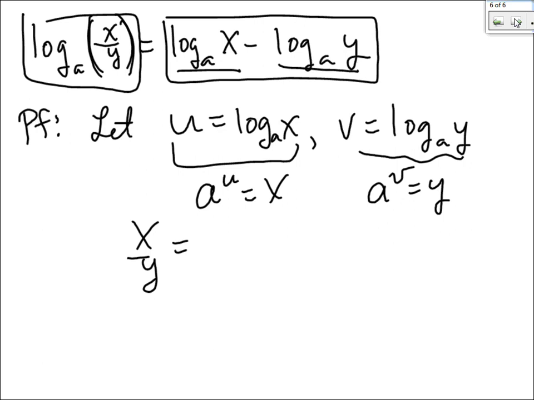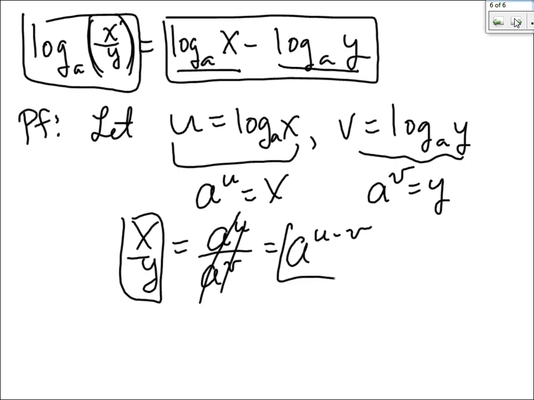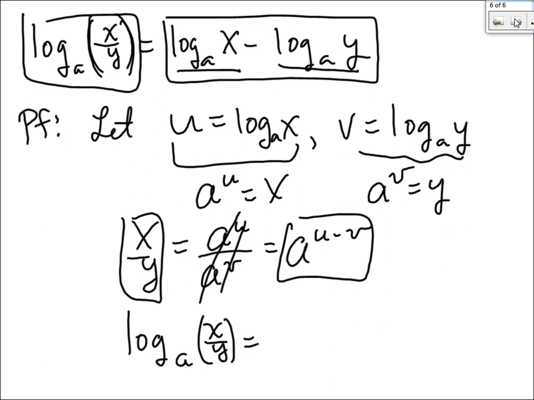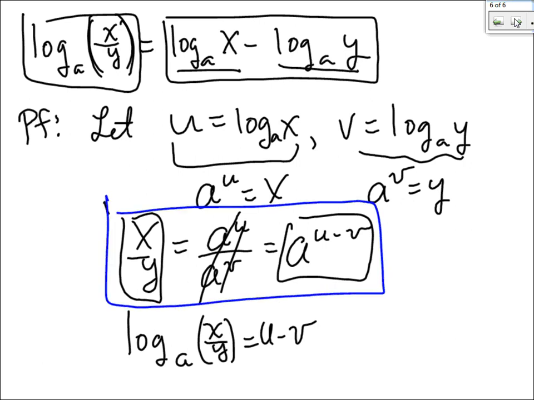So x over y is a to the u over a to the v. Now here is why we get subtraction, because now we subtract the powers. So we really ignore this. This is equal to that. That's an exponential equation. We can write it in terms of logs. It's log base a of x over y is equal to u minus v. This equation in blue, let me say it slightly differently. That exponential equation in blue and this logarithmic equation in blue, they're the same.